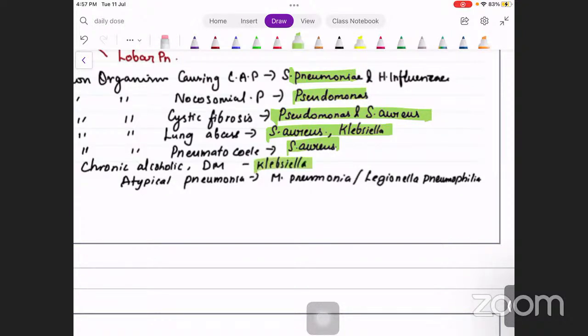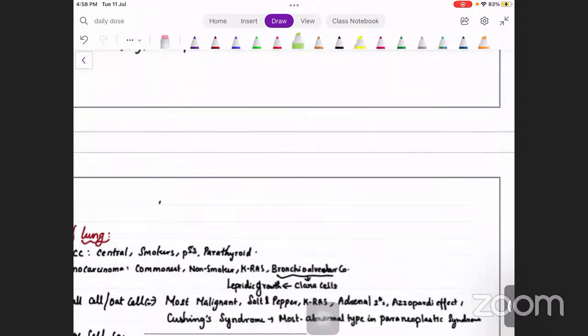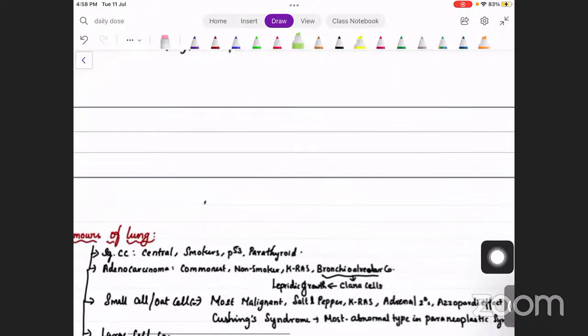Any old man, chronic alcoholic, DM, it is Klebsiella. Or any nosocomial pneumonia, which is hospital acquired, think about most predominantly Pseudomonas. Then atypical pneumonia, which is Mycoplasma pneumonia or Legionella pneumophila, you may see in this patient.